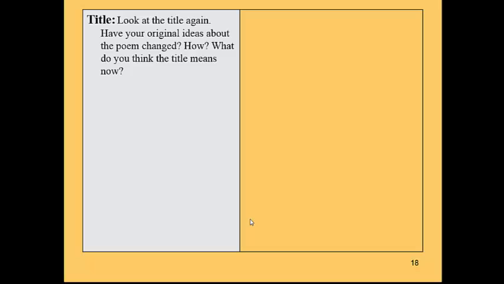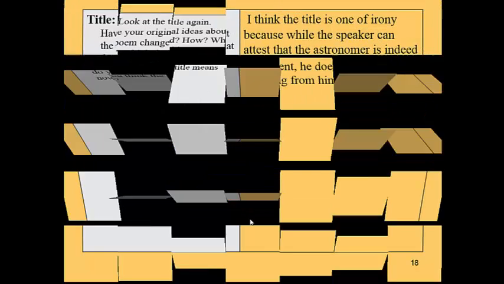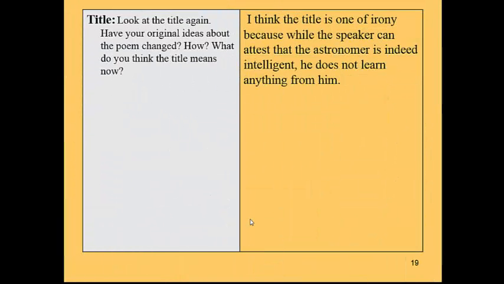The title. Again, we go back to the title. Now that we've read the poem, now that we've analyzed it, now that we've found the literal and figurative meaning, what do we think about the poem? Have our ideas changed? Does the title still hold the same meaning? And I wrote that I think the title is one of irony, because while the speaker can attest that the astronomer is indeed intelligent, he does not learn anything from him, right? So I kind of felt that it was sort of contradictory.